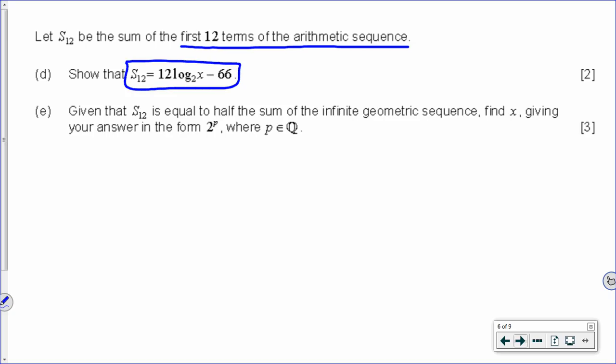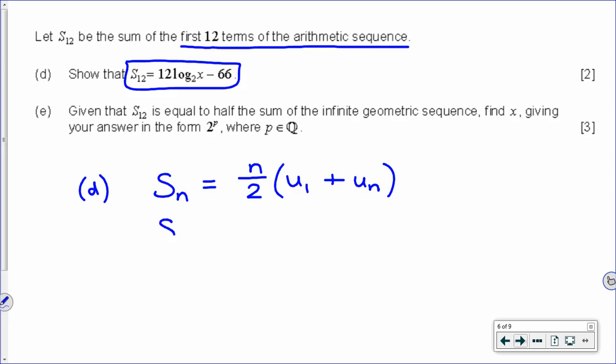So if we consult our formula booklet for the sum of an arithmetic sequence, we're going to see that it's S sub n equals n over 2, and there's a couple versions of this. I like u sub 1 plus u sub n, so the first term of the sequence plus the last term that you're trying to add. So in this case, that'd be the 12th term. So we're going to fill in n as 12 because we're looking for the sum of 12 terms, which means this n is 12 as well.